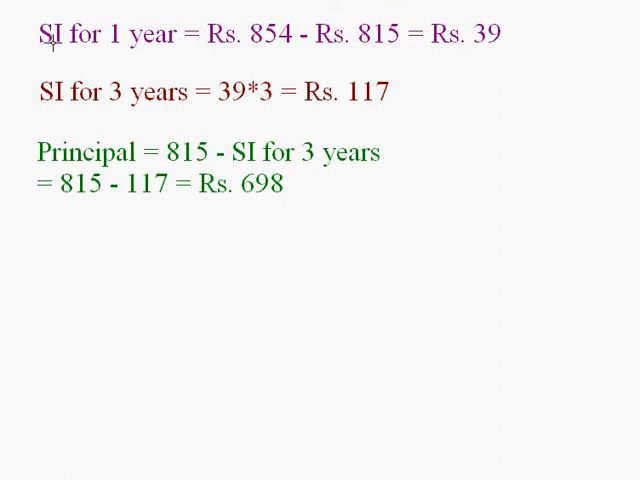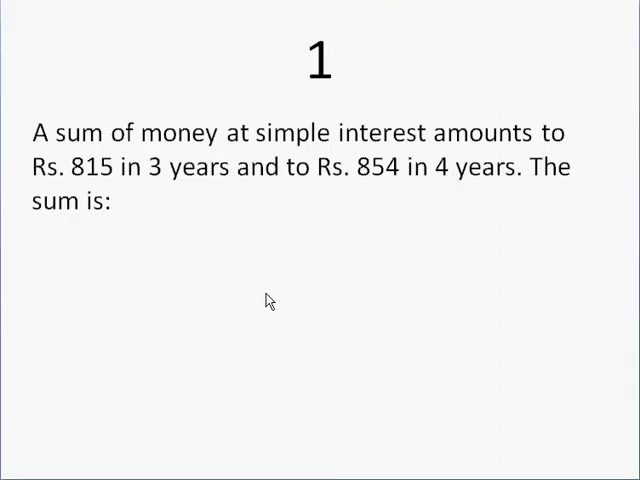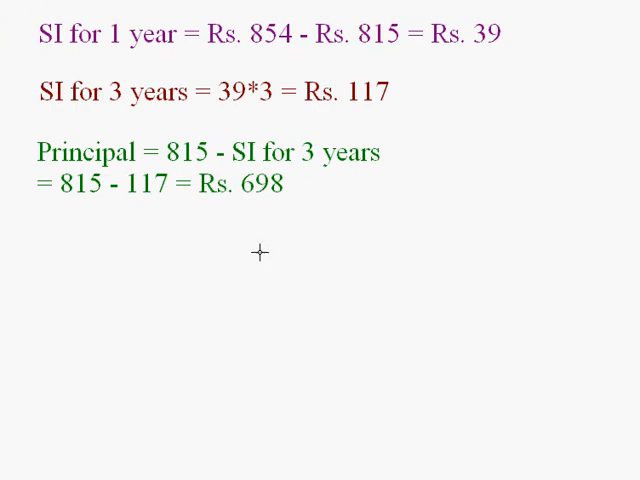Simple interest for 1 year can be found out by subtracting the total money at the end of 4 years and 3 years, because 4 years minus 3 years is 1 year. So it will be simple interest for 1 year. It will be rupees 854 minus rupees 815, so it will amount to rupees 39. Similarly, simple interest for 3 years will be 39 times 3, that will be rupees 117, right?